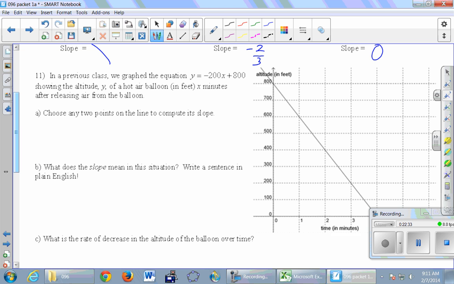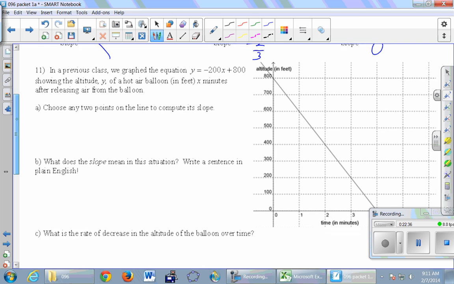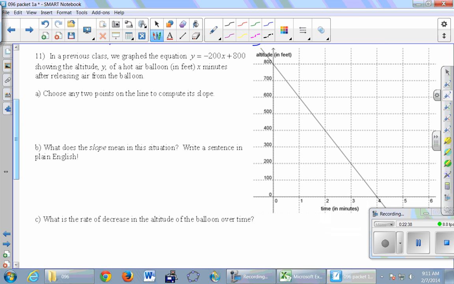Okay, so we had this picture. You guys created this picture the other day. And so what was happening here? What does this 800 represent? So that's the altitude when we start releasing the air from the balloon.